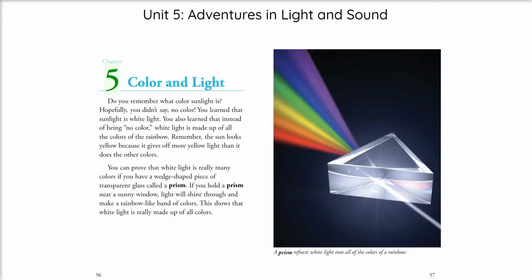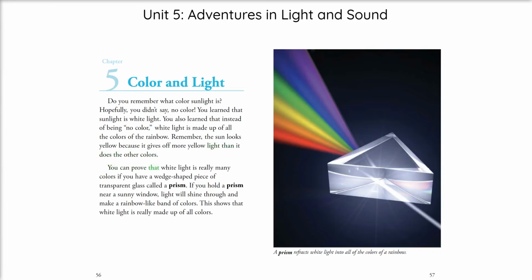Chapter 5: Color and Light. Do you remember what color sunlight is? Hopefully you didn't say no color. You learned that sunlight is white light. You also learned that instead of being no color, white light is made up of all the colors of the rainbow. Remember, the sun looks yellow because it gives off more yellow light than it does the other colors.